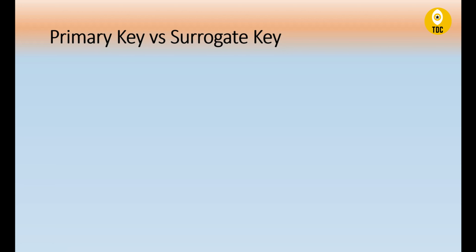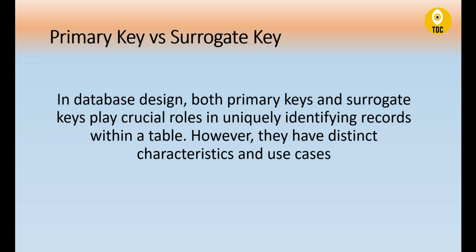So, primary key versus surrogate key. In database design, both primary key and surrogate key play crucial roles in uniquely identifying records within a table. Both do the same thing: the main intention of both keys is uniquely identifying records within a table. But the difference is that they have distinct characteristics and use cases. That is where it is important to understand in detail the use cases and characteristics of primary key and surrogate key.